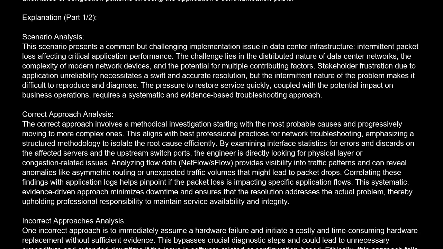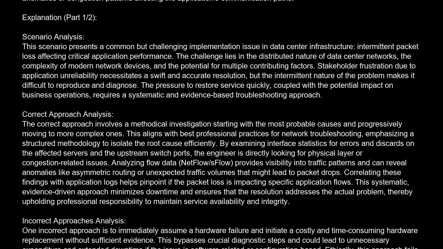The correct answer is D. Analyze interface statistics on the affected application servers and the upstream switch ports for errors, discards, and utilization. Simultaneously, examine flow data, netflow/sflow, from the relevant network segments to identify any traffic anomalies or congestion patterns affecting the application's communication paths. Explanation. Scenario analysis.